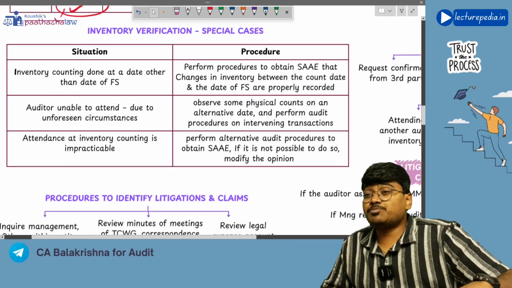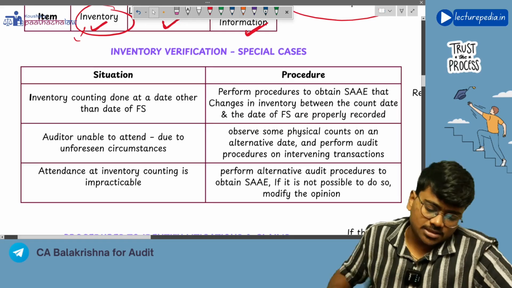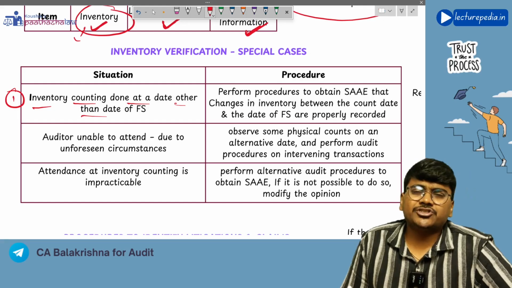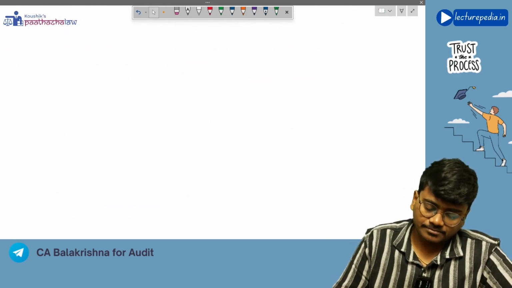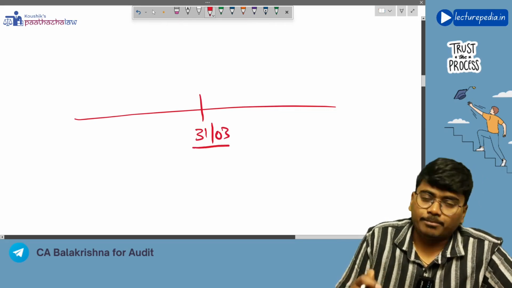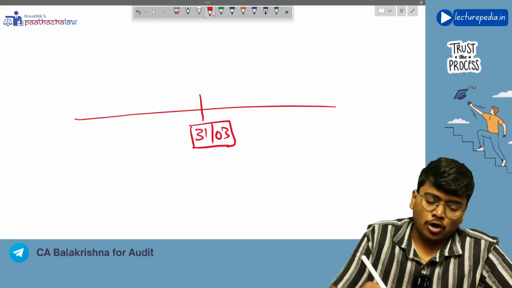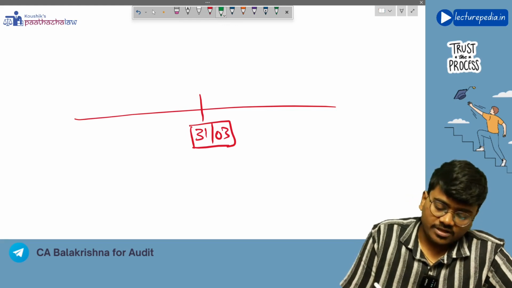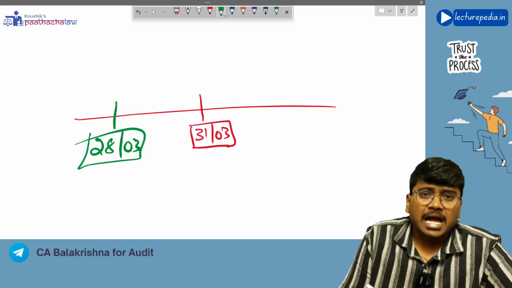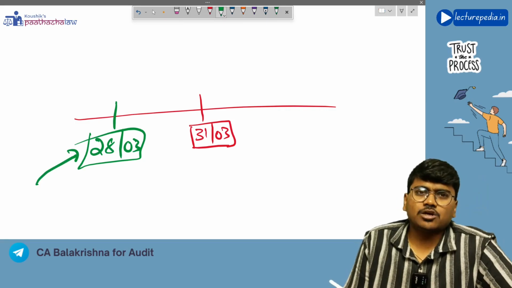Next, some of the special cases with respect to inventory verification. Let us see those special cases. First situation, inventory counting done at a date other than the financial statements date. The date of financial statements is 31st March, correct? Now management, instead of doing inventory verification on 31st March, has done inventory verification on, let's say, 28th of March, and the auditor has attended this physical inventory verification that is conducted on 28th March.